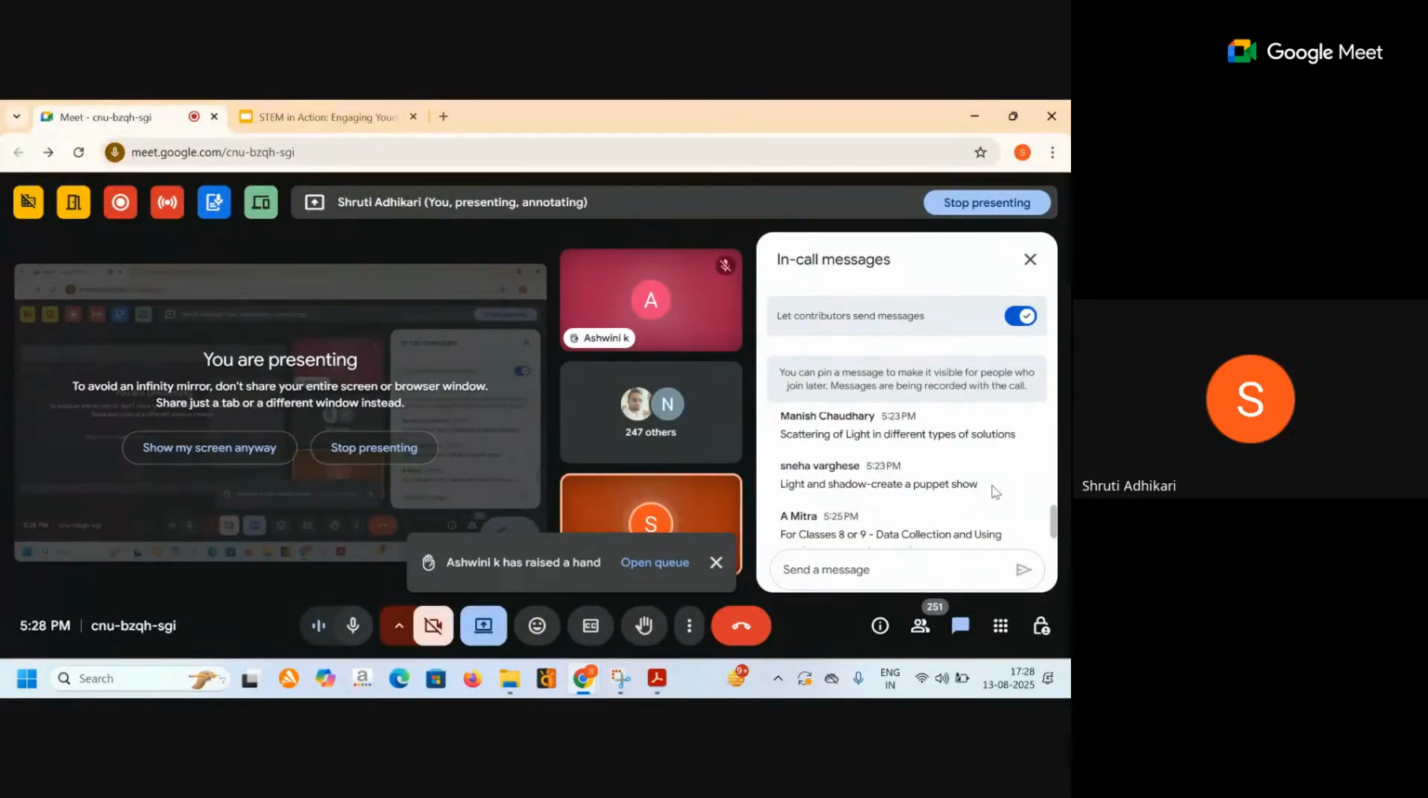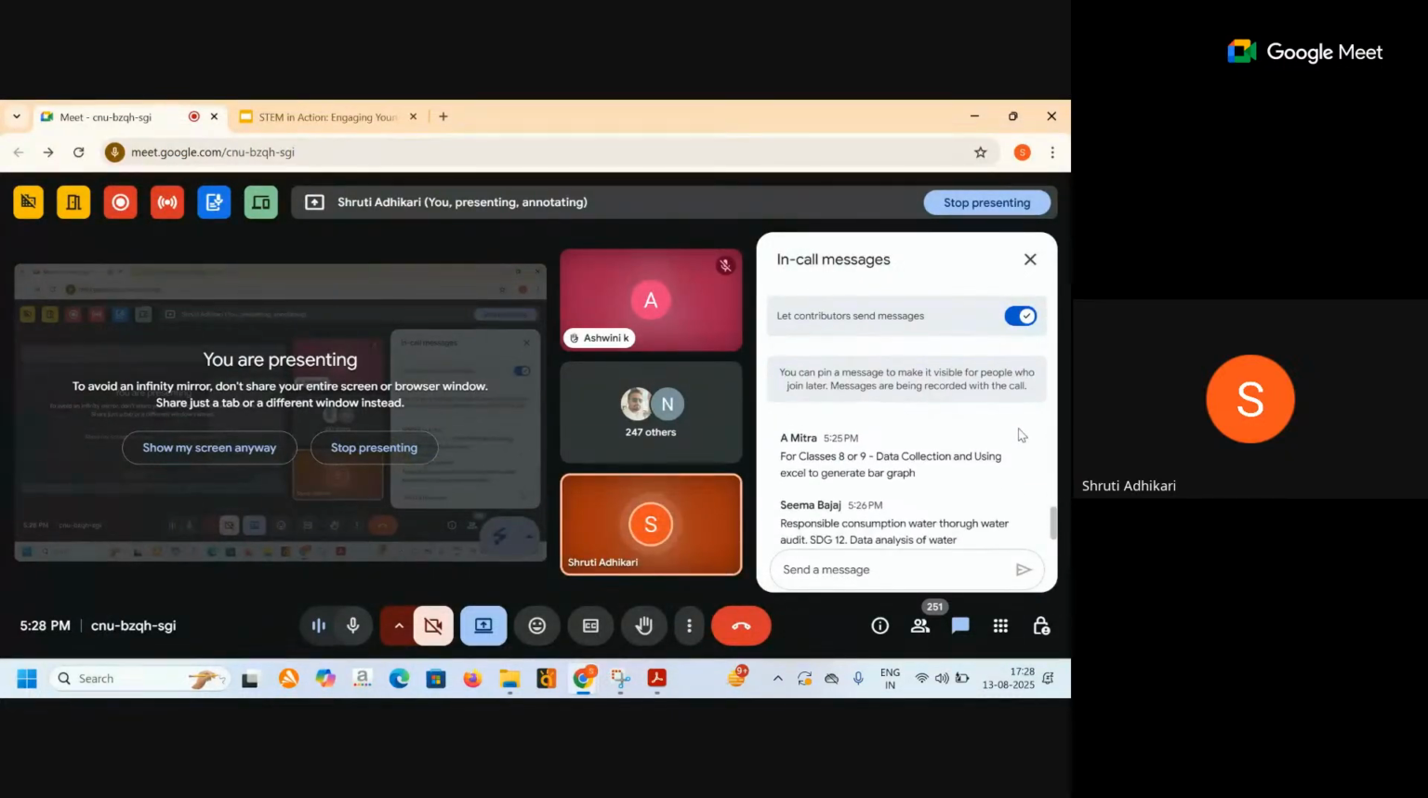Please also mention, Sneha ma'am. It will be better if you mention the concept also. The activity is based on which concept? But the activity seems interesting.